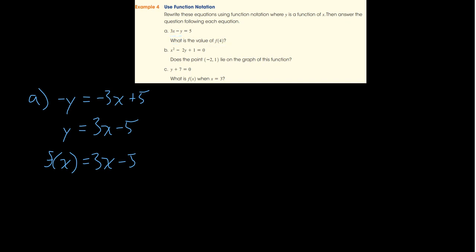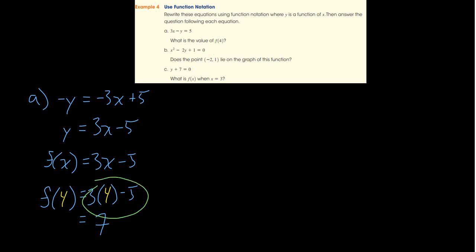Well, what I'm going to do is evaluate this function at 4. All right, so anyways. So 3 times 4 is 12. 12 minus 5 is 7. So f of 4 is just equal to 7. And that's it. Okay, so I evaluated the function at this value, f of 4, and then I just did the arithmetic. 3 times 4 is 12. 12 minus 5 is 7.